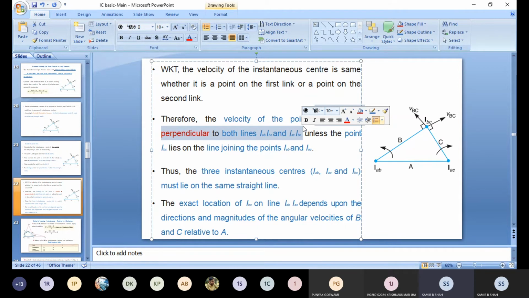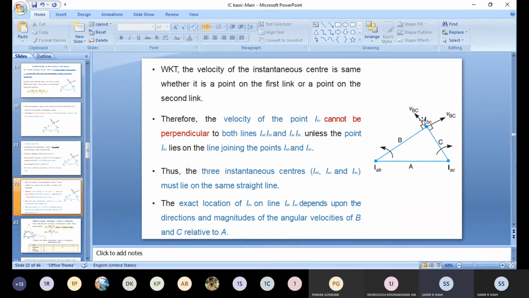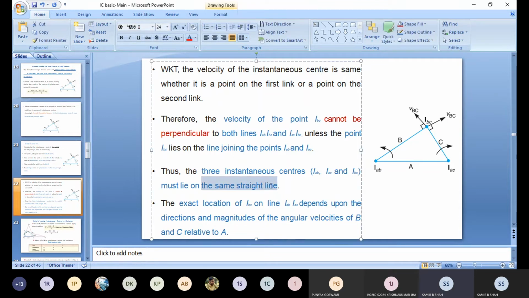It shows that IBC cannot be perpendicular to both lines IAB and IBC and IAC and IBC, unless the point IBC lies on the line joining the points IAB and IAC. Thus, the three instantaneous centers IAB, IAC and IBC must lie on the same straight line.